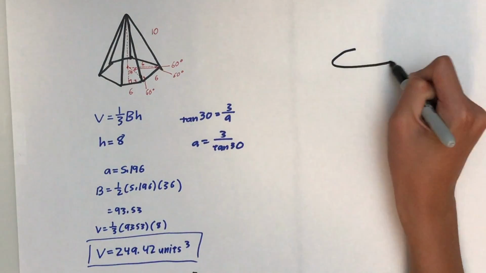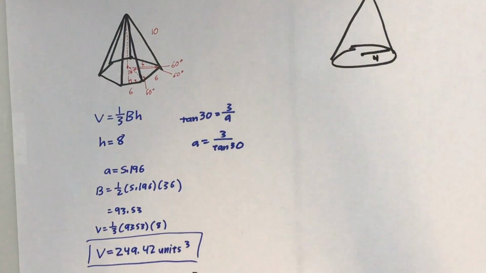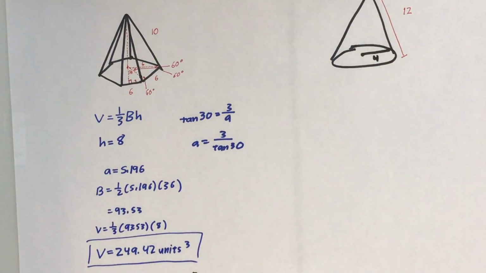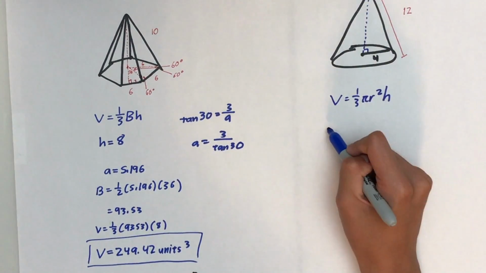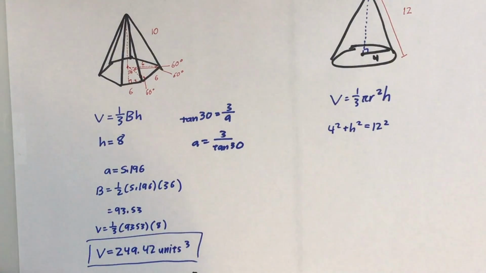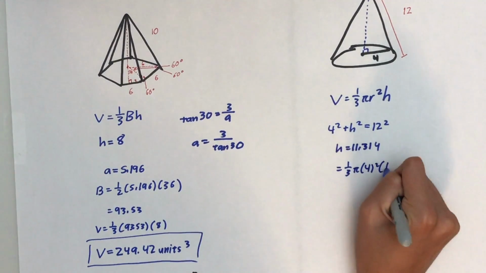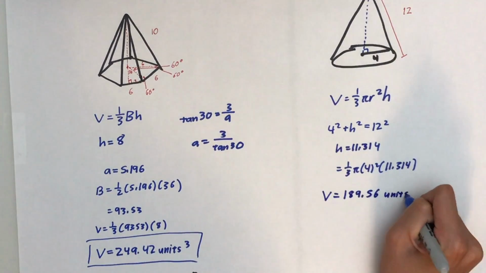So now let's do a problem with cones. Let's say that we have a right cone with a radius of 4 and a slant height of 12. So we know that the volume of a cone is 1/3 times pi r squared times height. So first we have to find the height, and we can just do that by using the Pythagorean theorem. And we get that the height is 11.314. Then we can just plug that straight into the equation and get that the volume is 189.56 cubic units.